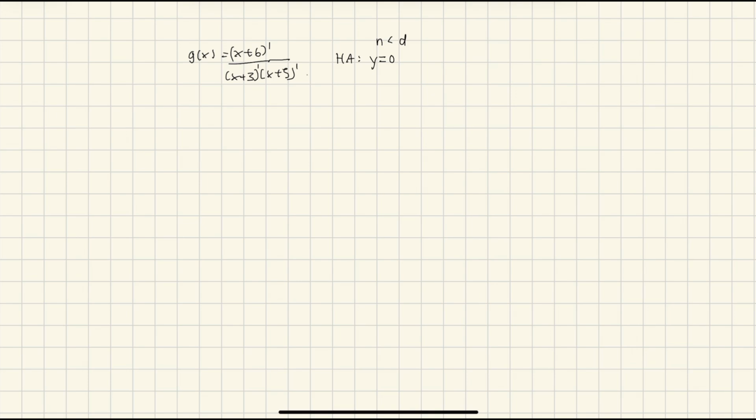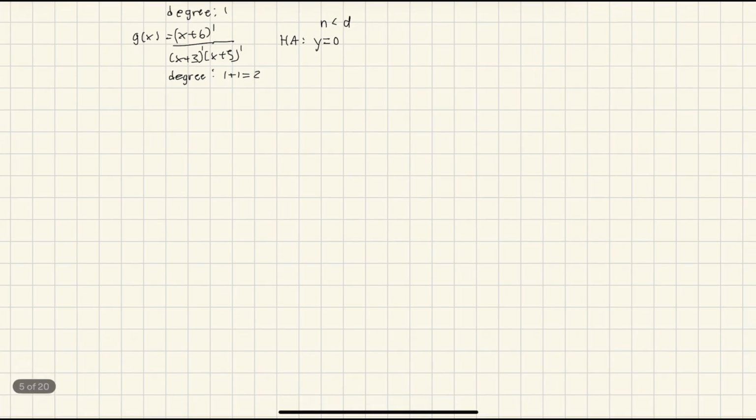So then to find the degree of the denominator, you just do 1 plus 1 is equal to 2. The degree of the numerator up here is just equal to 1. Okay, that was a little long. But yeah, that's the horizontal asymptote.